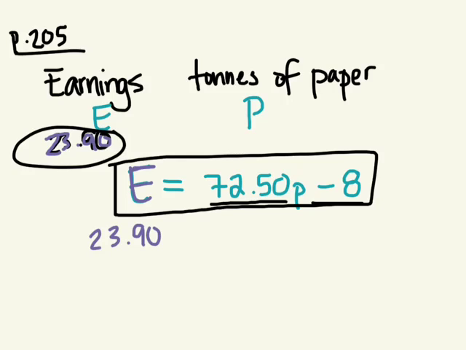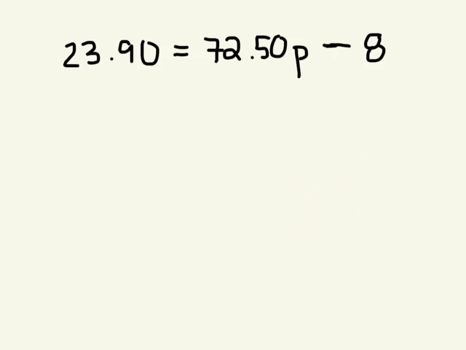So $23.90 is equal to 72.50p minus 8. We have one unknown variable now. We have P. P represents the tons of paper. Can I solve for P? Our goal here is to figure out what this P is equal to. At the end of this, I want to know what P equals, okay?